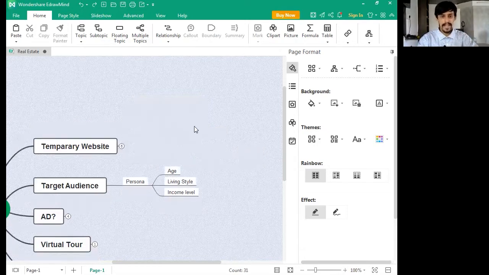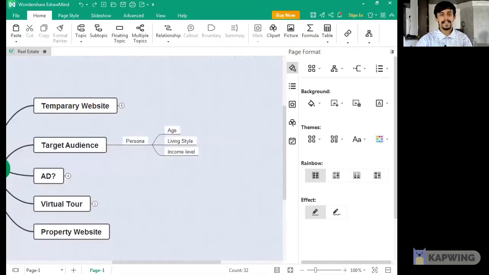Let's jump to the next part, target audience. The next thing is target audience. It's very important that you know to whom you are showing your ad, because if you show your ad to everyone, it's not going to work and you will waste your money. So it's very important that you identify the ideal customer profile and personas of your audience.